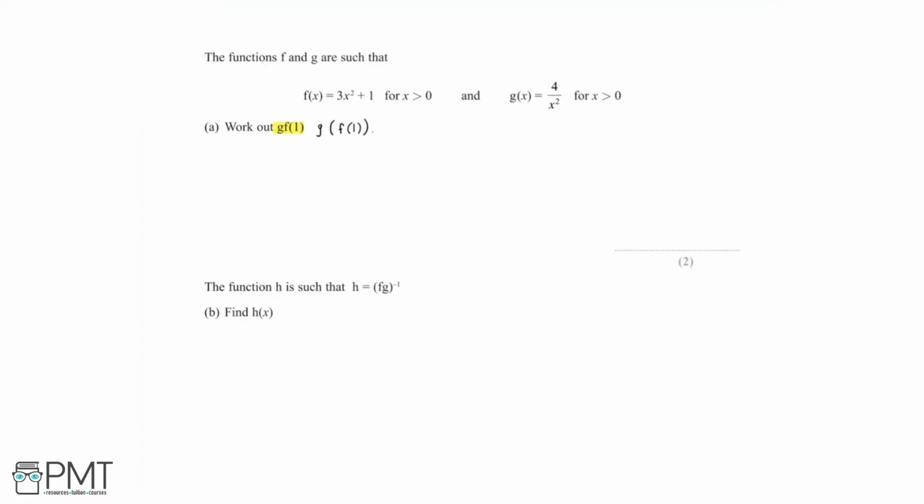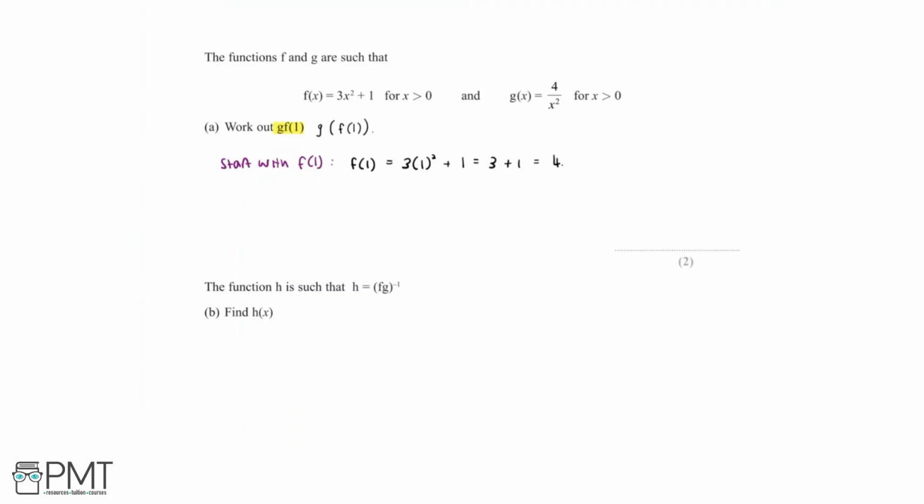And so we can start by finding f of 1. Now we know that f of x is equal to 3x squared plus 1. And so to find f(1), we're going to replace x with 1. If f of x is equal to 3x squared plus 1, f of 1 is equal to 3 multiplied by 1 squared plus 1. Now 3 multiplied by 1 squared is equal to 3, and then add 1 is equal to 4. And so we found that f of 1 is equal to 4.